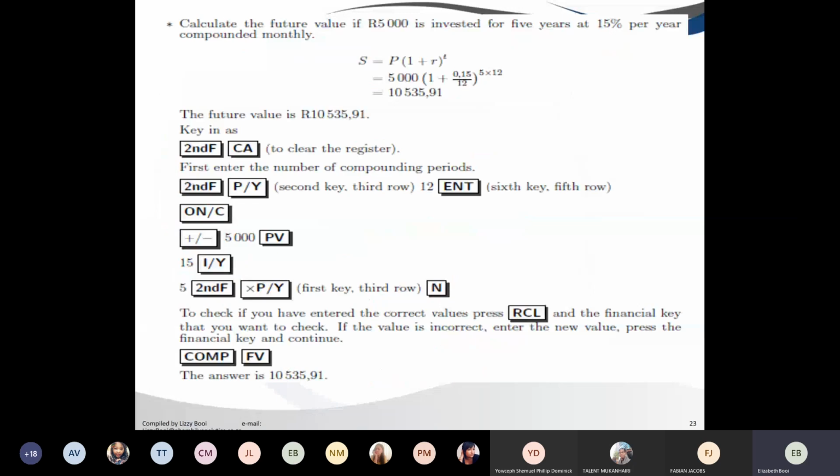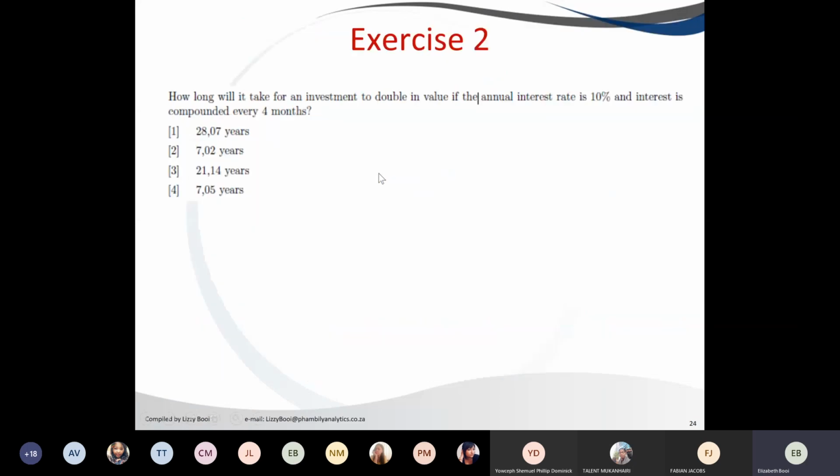And with that said, this was another example from your book, because the steps in your book, if you follow them, explain exactly what we have been doing on your calculator. I haven't implemented anything new other than what they have. So you can use them to practice and practice and practice. And there is your question. How long will it take for an investment to double if the annual interest rate is 10% and the interest is compounded every 4 months?